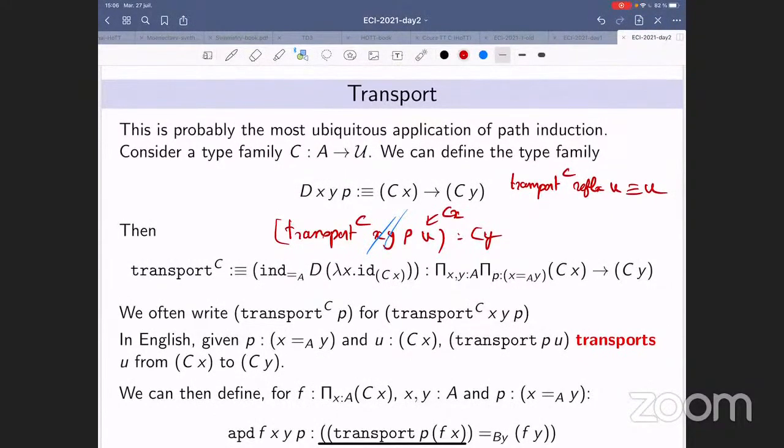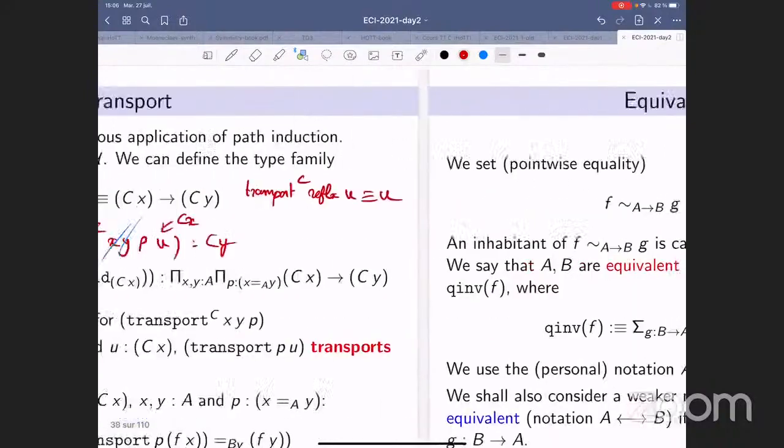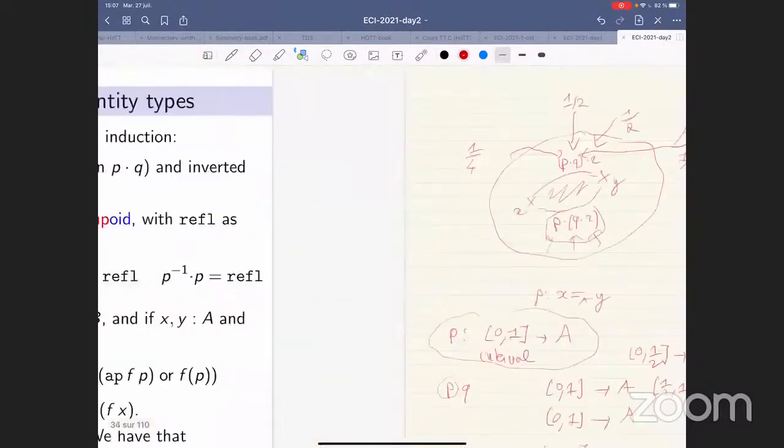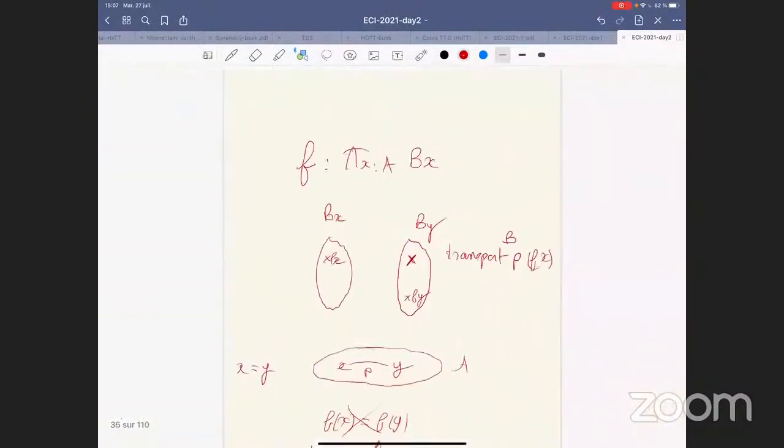So associated with transport, we have this definitional equality, which tells me, if there's nothing to transport, please do not introduce noise. If this path is just the reflexivity, then no transport should happen. So transport P U should just be U in the case where P is refl. Okay, so that's again for transport.